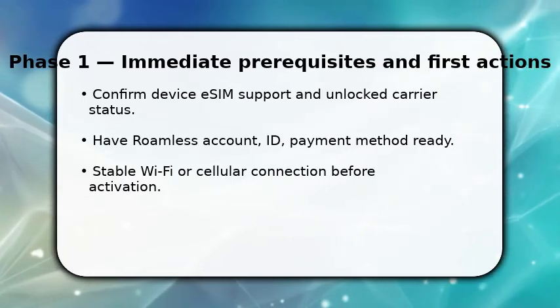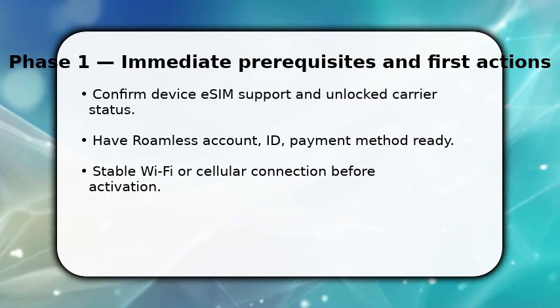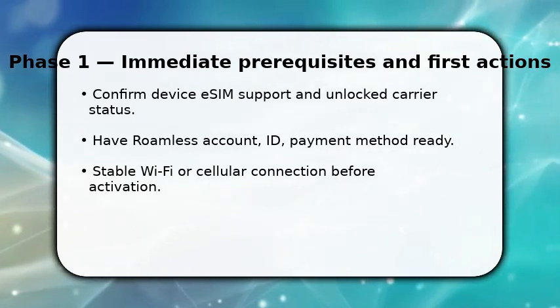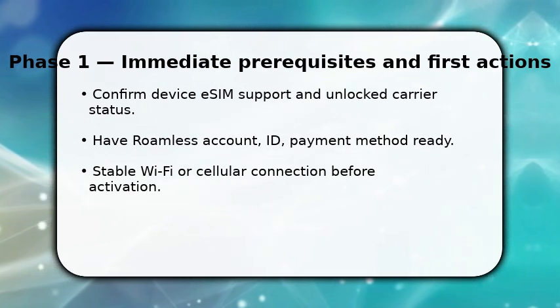You begin by confirming two essentials. Your phone supports eSIM and it is carrier unlocked. This matters because provisioning needs device acceptance.